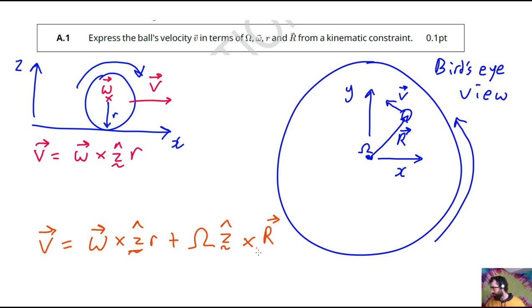Now if we just have a quick look at the direction, since Z's coming out of the page and R's going out that direction, indeed we find that that gives the velocity V direction illustrated here on the diagram.